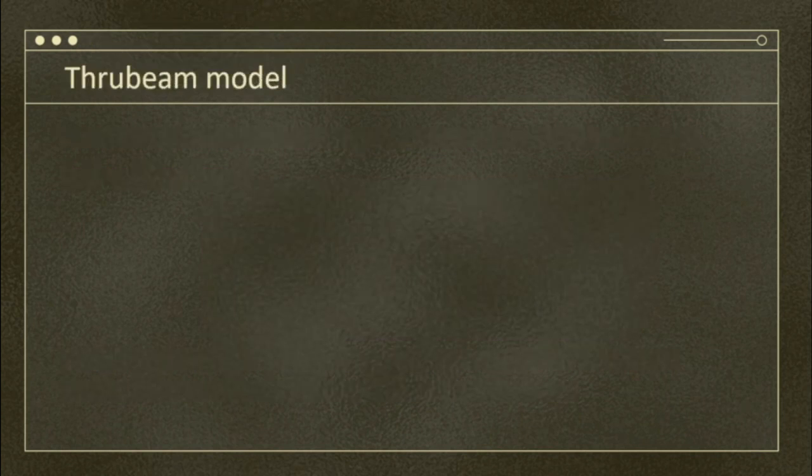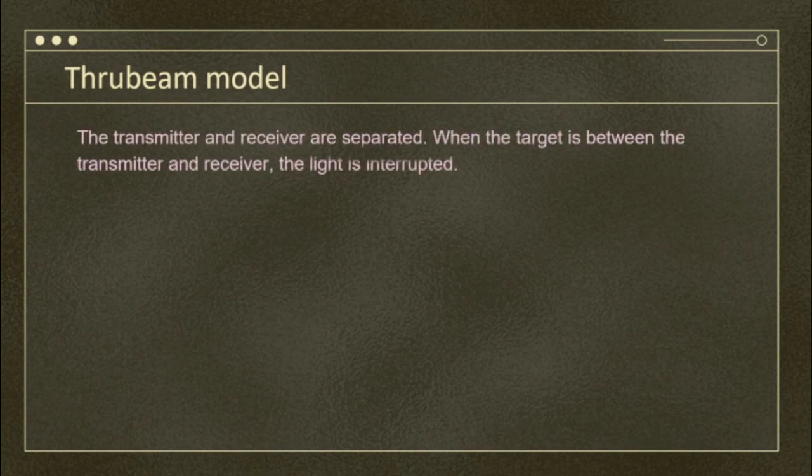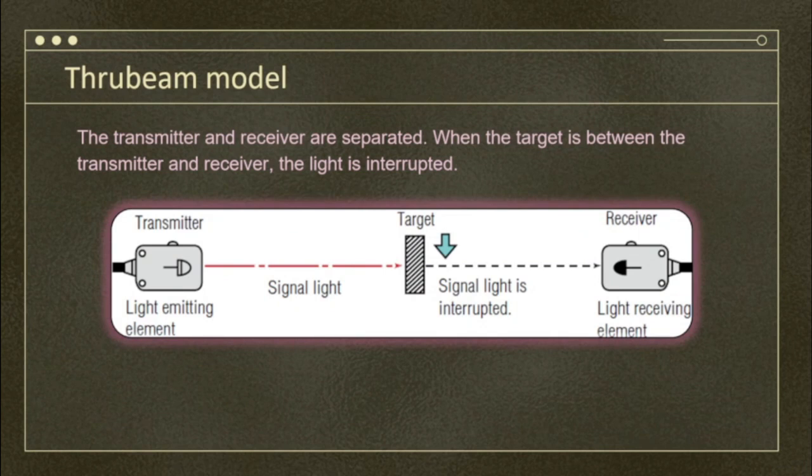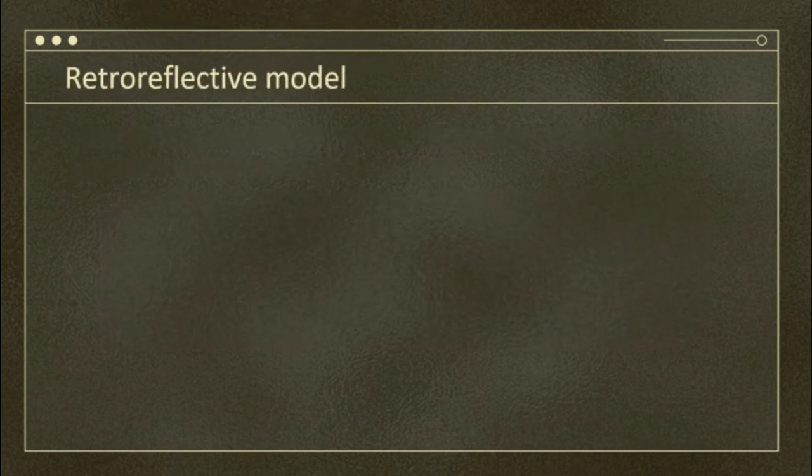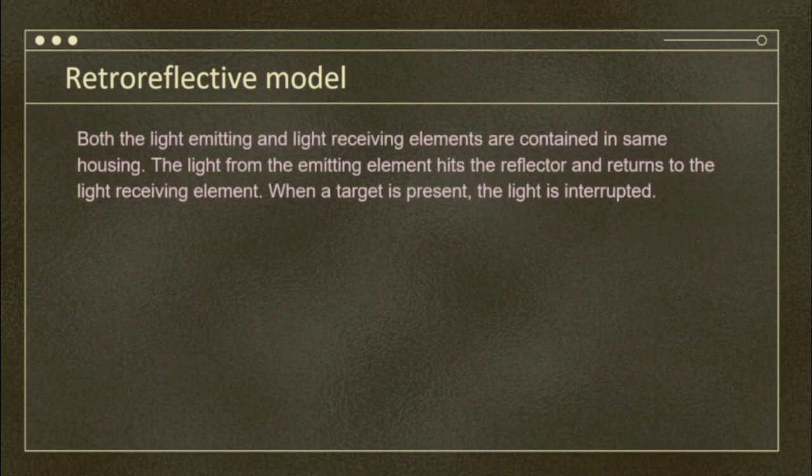Meanwhile, for the true beam model, the transmitter and receiver are separated. When the target is between the transmitter and receiver, the light is interrupted. And last, the retroreflective model. Both the light-emitting and light-receiving elements are contained in the same housing. The light from the emitting element hits the reflector and returns to the light-receiving element. When a target is present, the light is interrupted.